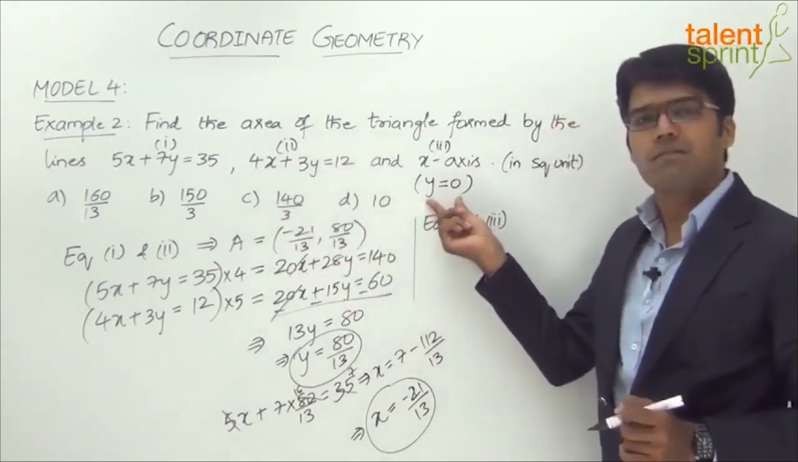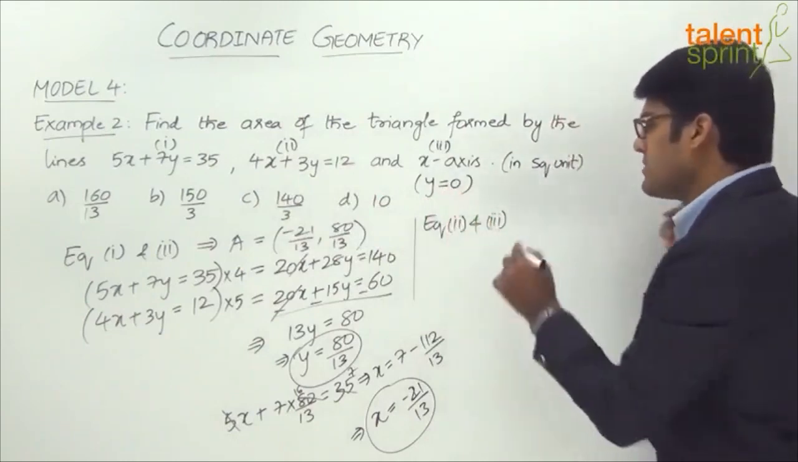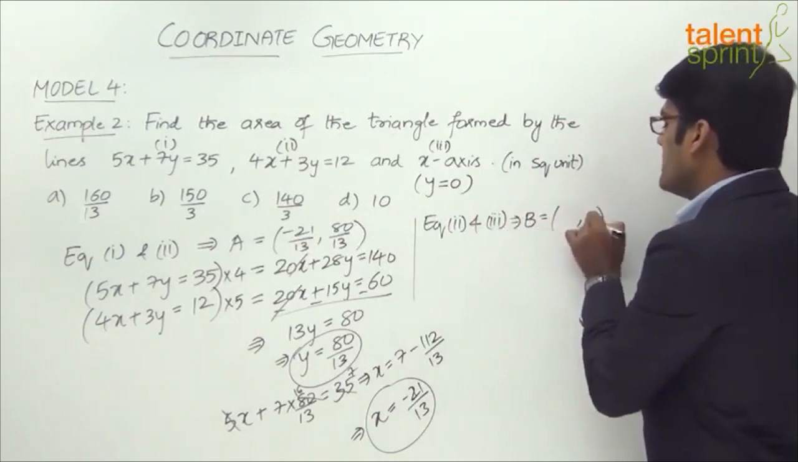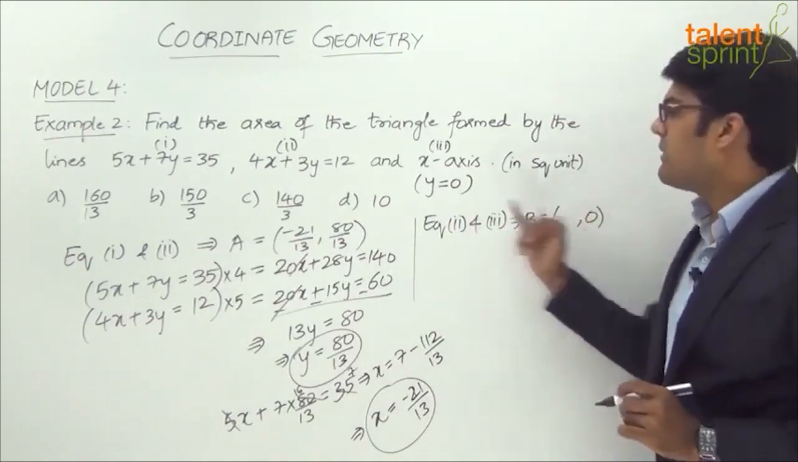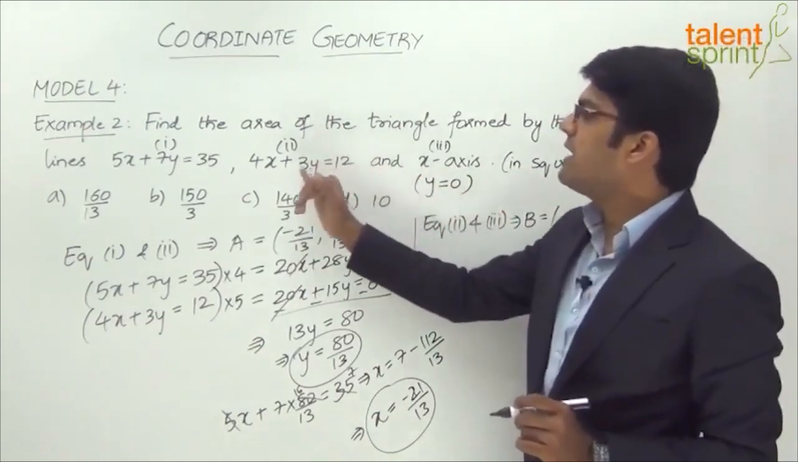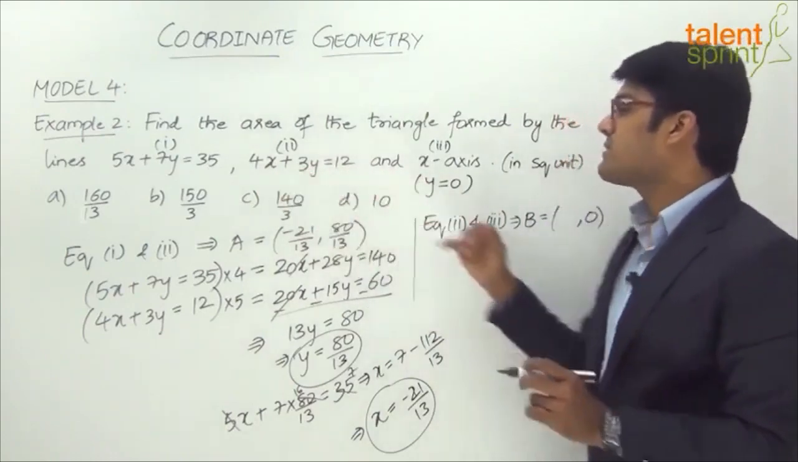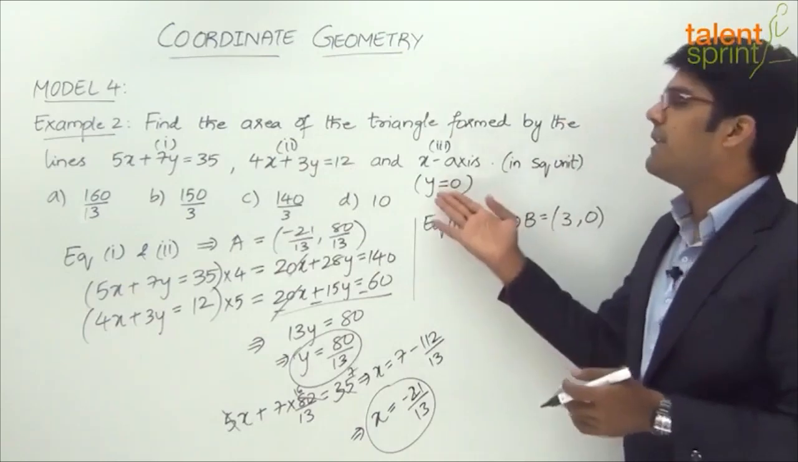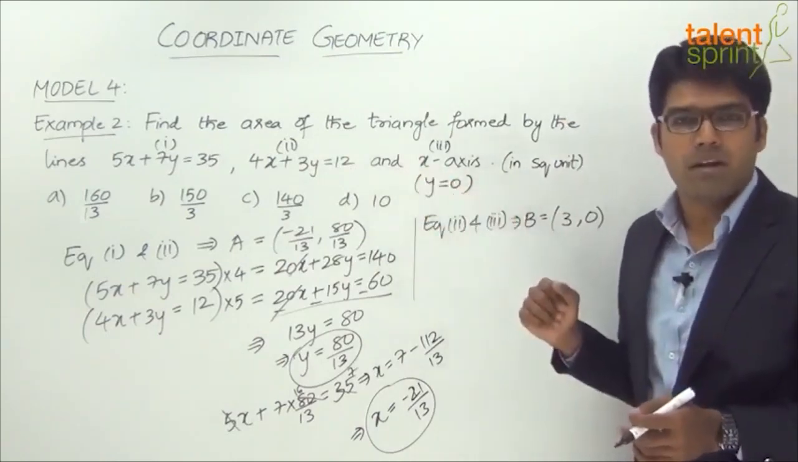I think this should be easy to solve. Since we know that y is directly equal to 0, the vertex B will have its ordinate, the y coordinate, equal to 0. Substitute y equals 0 here, what do we get? 4x equals 12, which means x equals 3. That's the vertex. So that's again solving the equations, but very easy to solve since we know one of the coordinates.